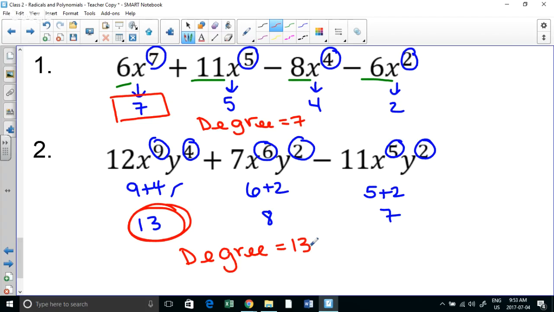Miss? So far, so good? Yes. So how do you decide which is the degree of an entire polynomial? Is it just the largest number? That's it. All right, and why is that the case? Like, in the case of number 2, why can't we add 8 and 7? Why is it only the biggest number?